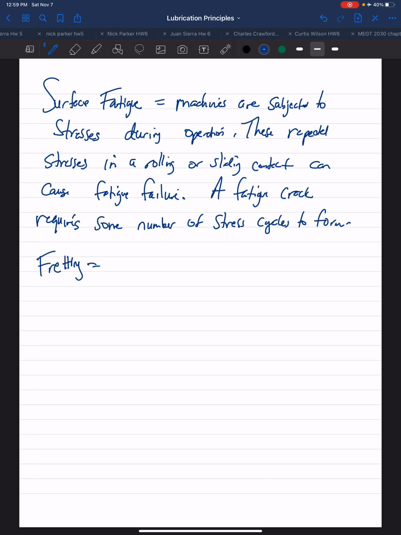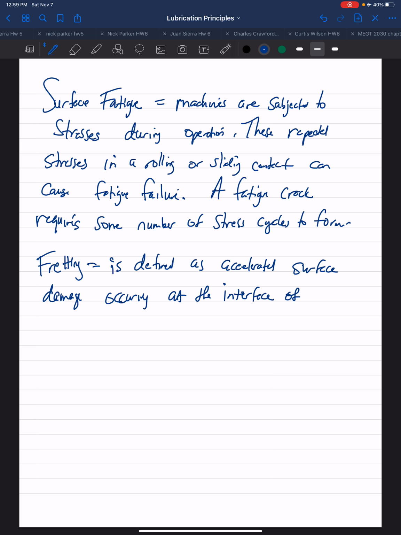Fretting is defined as accelerated surface damage occurring at the interface of contacting materials subjected to small oscillatory displacements.